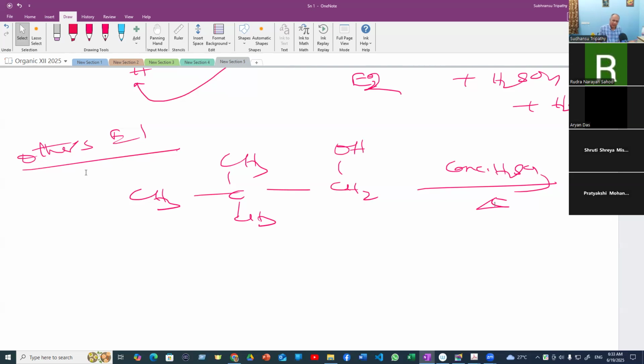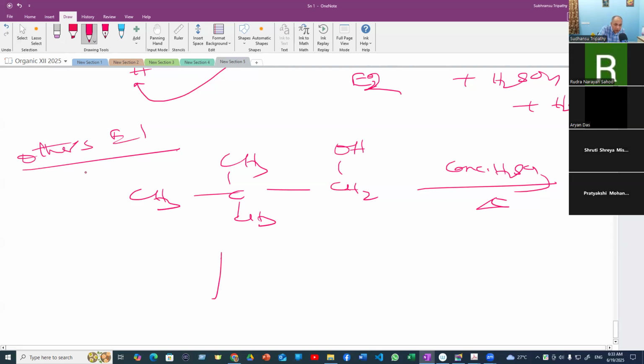Common average students will say there will be no reaction because they don't find any beta proton. That beta carbon is totally substituted, no hydrogen. So no reaction. But what happens? Aryan wanted to tell something? Master Aryan. So, 2-methylbut-2-ene. Precisely. Because here there will be rearrangement.